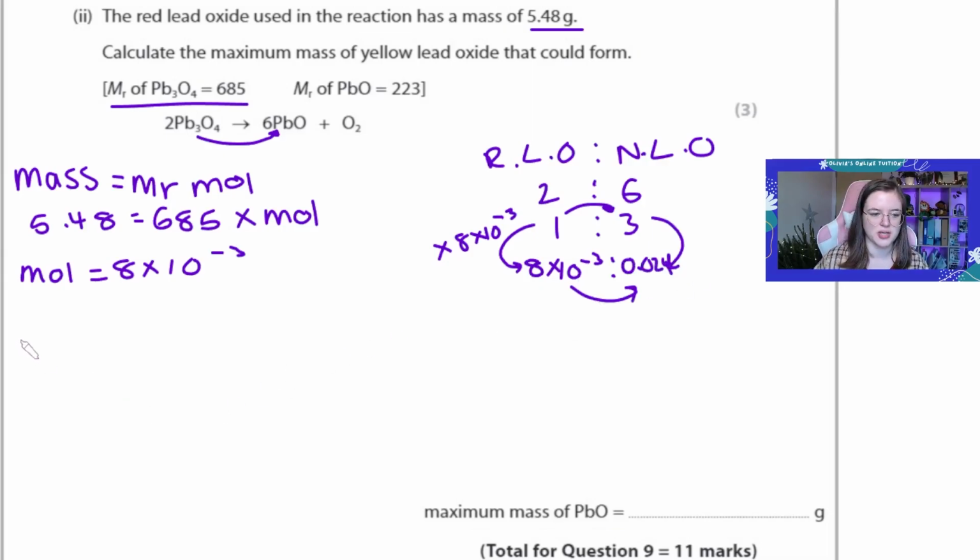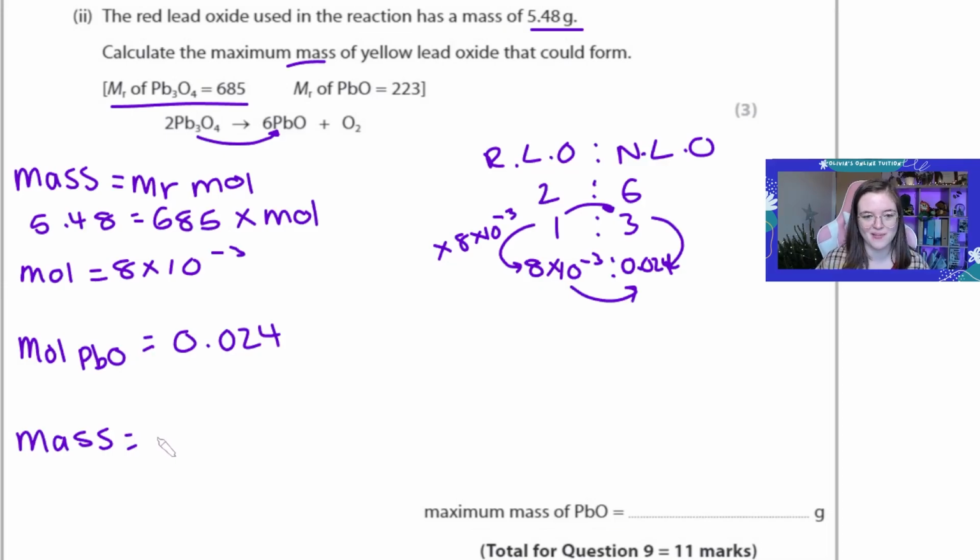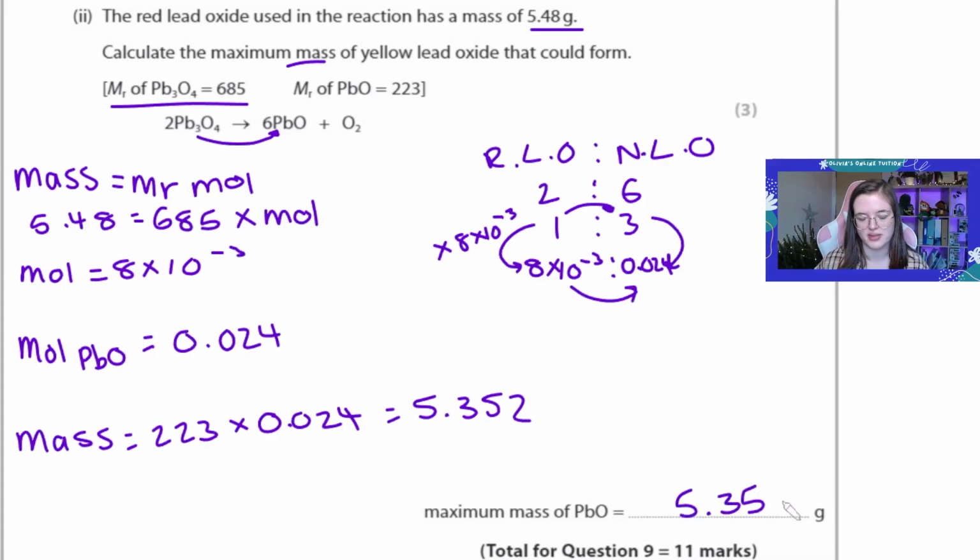Okie dokie. So then my moles of PbO is 0.024, and then I want a mass. I'm going to do the same equation again for the 4th time. Mass is equal to the Mr, which we've been told is 223, times the number of moles, which is 0.024. Times those together, and we get 5.352 or 5.35, I think that'll do. And there we are. And that is the end of question 9.